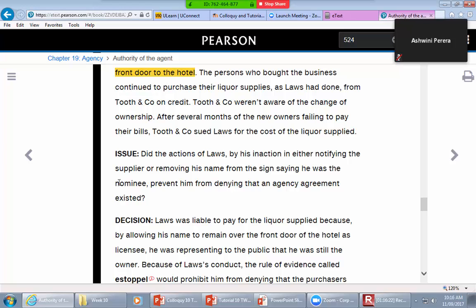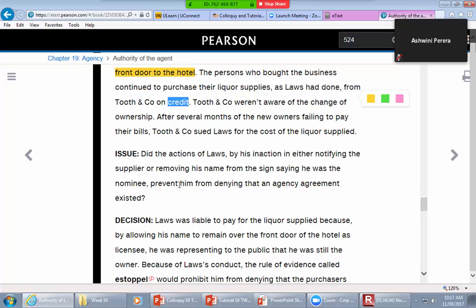Tooth and Co. weren't aware of the change of ownership. Okay? Just like in the case of Summers and Solomon. There the nephew continued to get the supplies of diamonds, or the jewelry, even after they ended their employment with their uncle. Here, it was the new owners of the hotel who continued to get supplies from Tooth and Co. While Tooth and Co., just like in Summers' case, didn't know that he was not dealing with Laws anymore. Okay? All on credit, right?